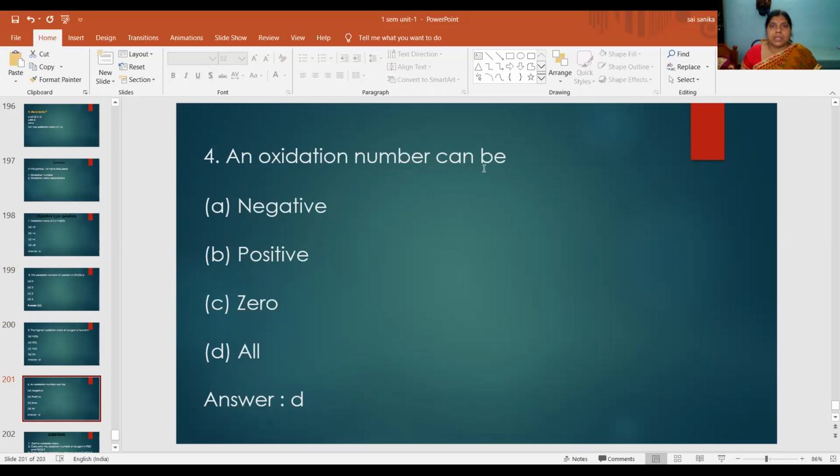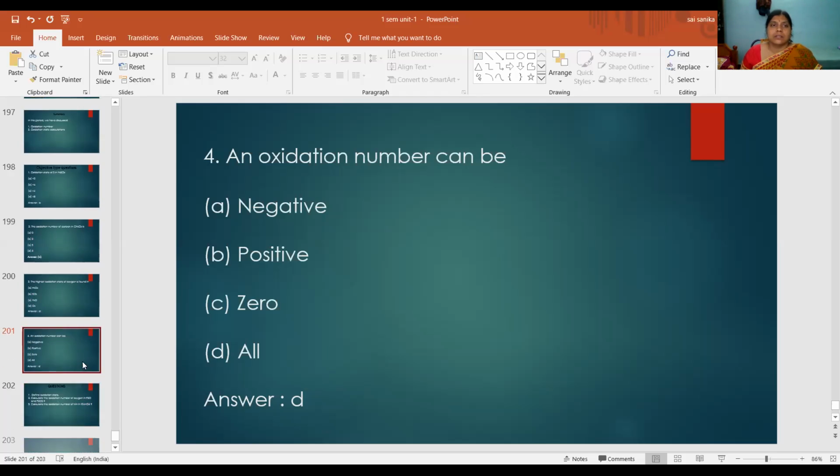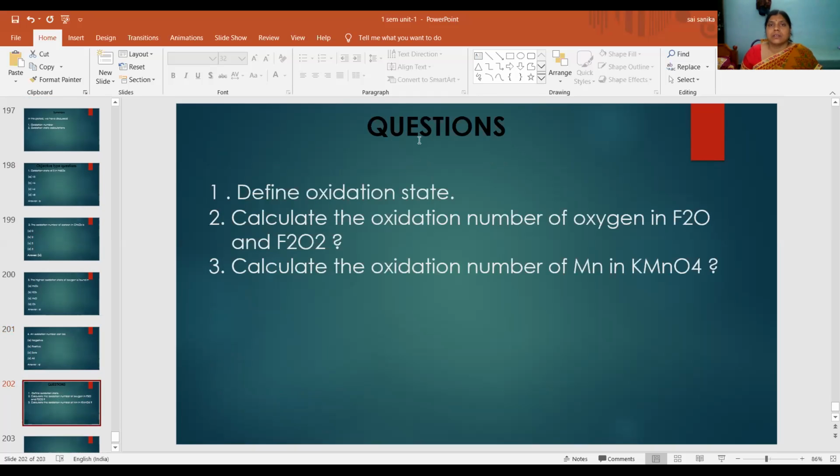An oxidation number can be negative, positive, 0, all. What is the answer? It can be a negative number, it can be a positive number, even it can be 0, even fractions also. So all is the answer. Okay. Next, questions. What type of questions will you get from this topic? Definition of oxidation state and calculation of oxidation states. They can ask anything. Calculate the oxidation number of so and so molecule. They will give a molecule or a complex ion.